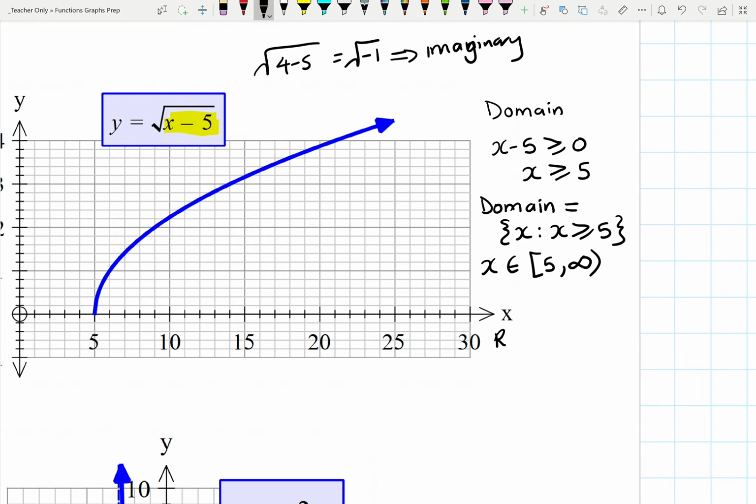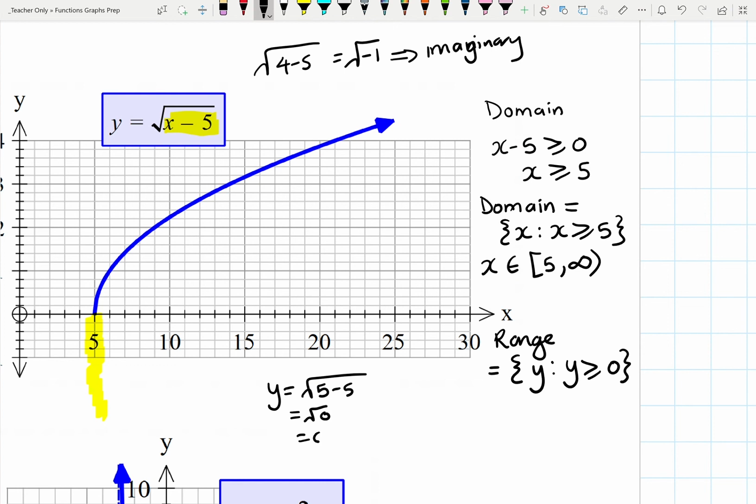The range, there's no value of x that we can take a square root of and end up with a negative value of the function anywhere down here. So our range is limited to values of y. So a set of all y such that y is greater than or equal to 0. Notice that y can be 0 because if x is 5, we have y equals the square root of 5 minus 5, which is the square root of 0, which is 0. So y can be 0, but it can't be a negative number. And I'll do the next 3 examples in the next videos.